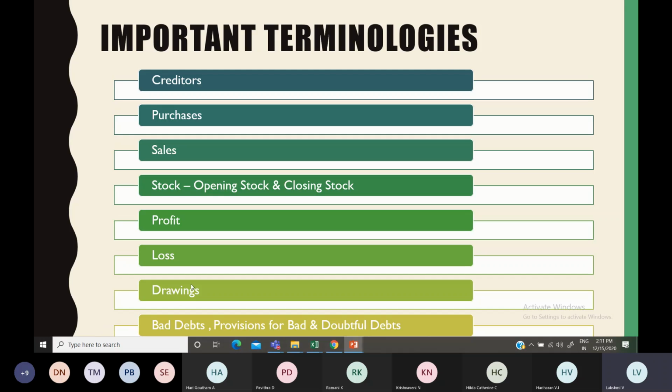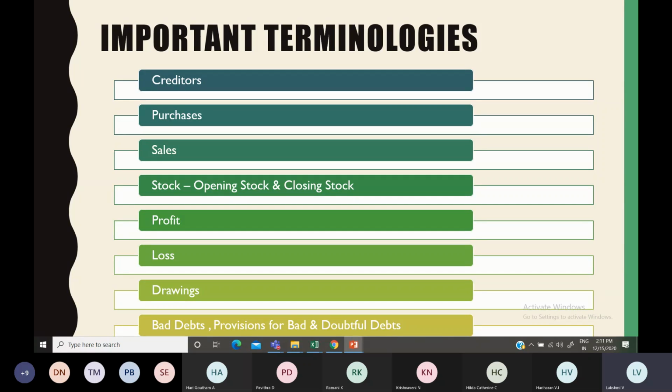And loss is when my expenses are more in my business, my commitments are more, like I have to pay rent, electricity bill, lots of commitments. But whatever I earn, the revenue or income that comes to my hand, is very low, then obviously I will be incurring a loss. So this can be termed as profit or loss.